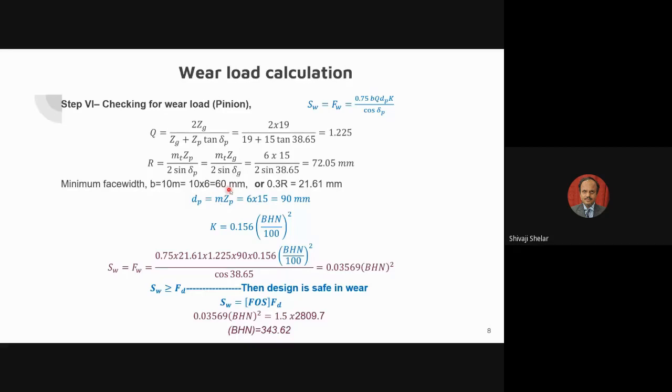But we will select the face width. In the actual design, my face width may be 60 mm. If I take minimum face width, then what is my minimum BHN? Maximum BHN is this much. If I increase my face width from 20 to say 40 mm, then this coefficient will change. It will become bigger, and as this coefficient becomes bigger, I require lesser surface hardness. In such cases, it may happen that you require this BHN value around 250 or 275.